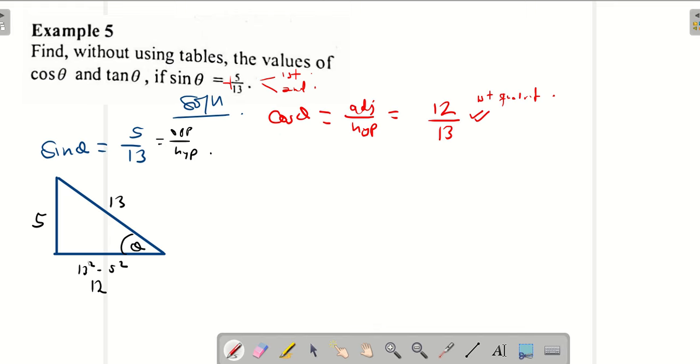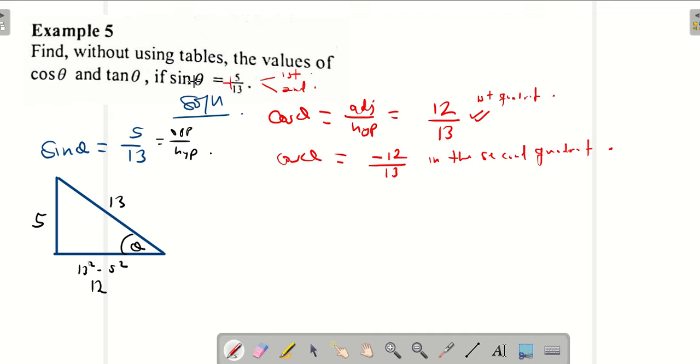Therefore, we can say that cos theta can also be negative 12 over 13 in the second quadrant because we are working in two quadrants. If it is in the first quadrant, it is positive, that is 12 over 13. But if it is in the second quadrant, cos theta has to be negative. So these are the two solutions for cos theta.